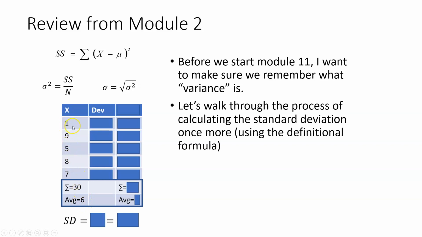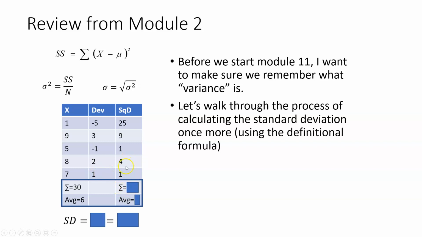So 1 minus 6, negative 5. 9 minus 6, 3. 5 minus 6, negative 1. 8 minus 6, 2. 7 minus 6, 1. After that, we have to square each deviation score. So we take the squared deviation score, which is negative 5 squared, 25. 3 squared, 9. Negative 1 squared, 1. 2 squared, 4. 1 squared, 1.